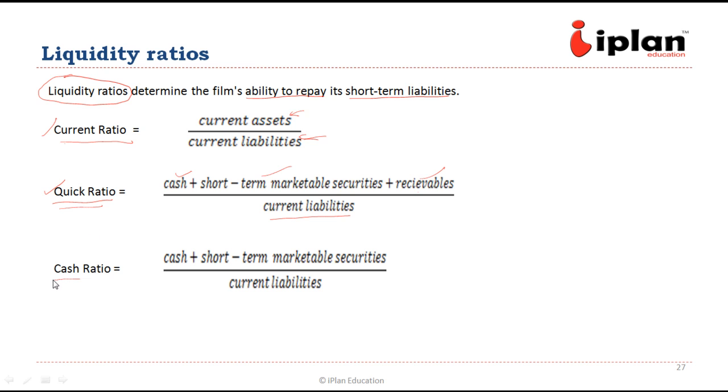And the most conservative is the cash ratio, where we are just looking at cash and short-term marketable securities, which can be easily converted into cash immediately. So cash plus short-term securities divided by current liabilities. If this ratio is good, we can be very sure that the liquidity condition of the firm is good.